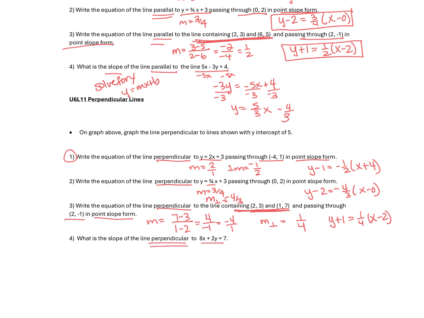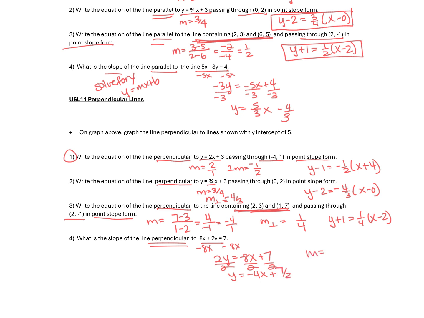What is the slope of the line perpendicular to this one? Let's find the slope of this line first. It's in standard form, so I'm going to solve for y. And I get 2y equals -8x plus 7. I'm going to divide everything by 2. I'm getting y equals -4x plus 7/2, or 3.5.